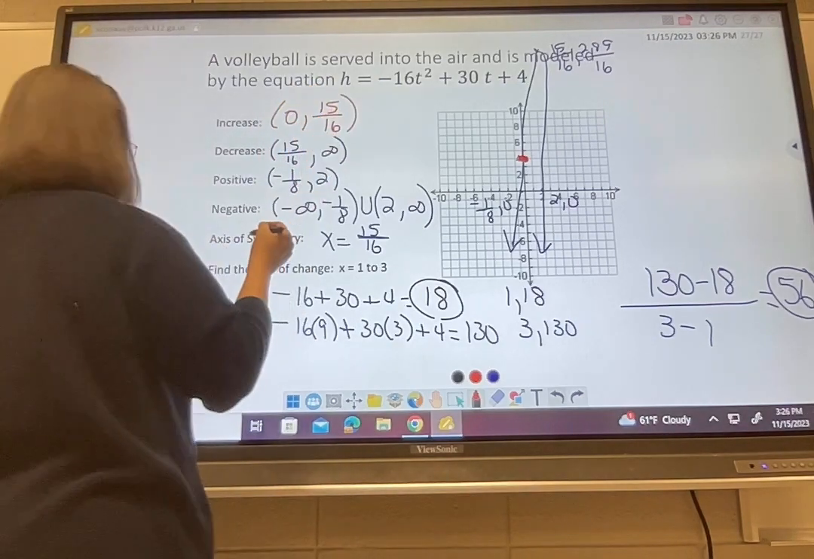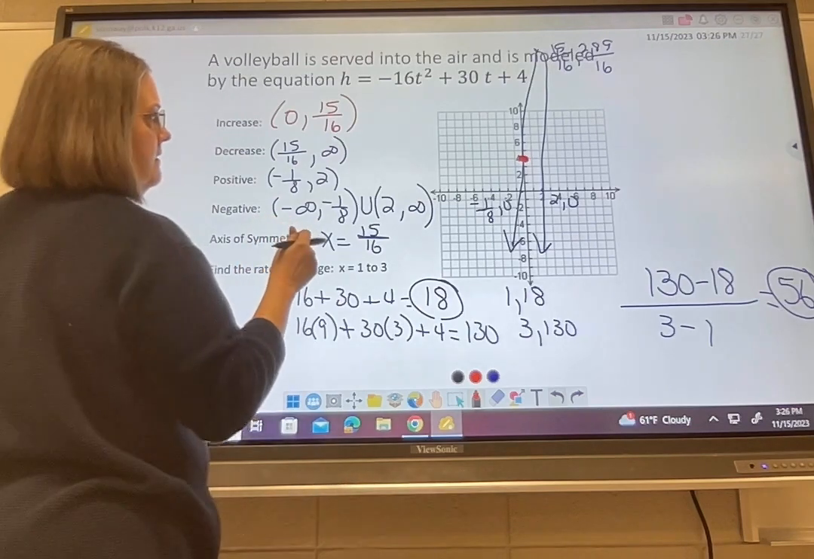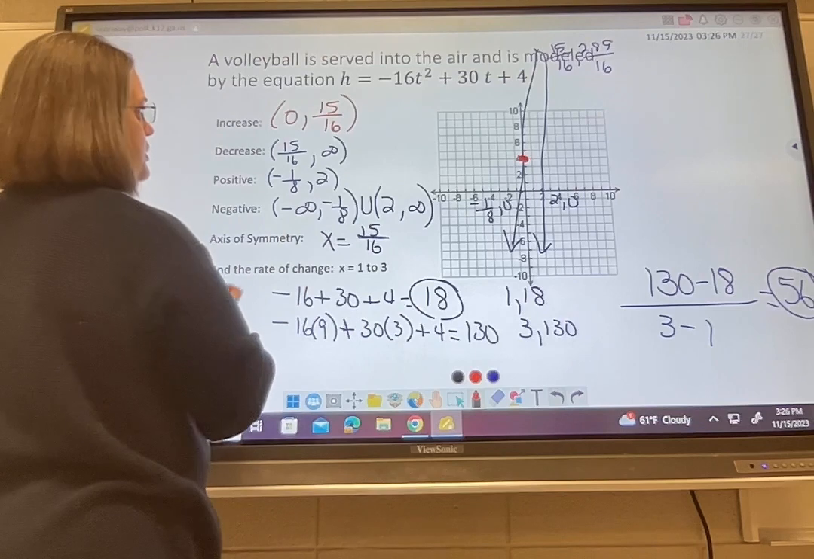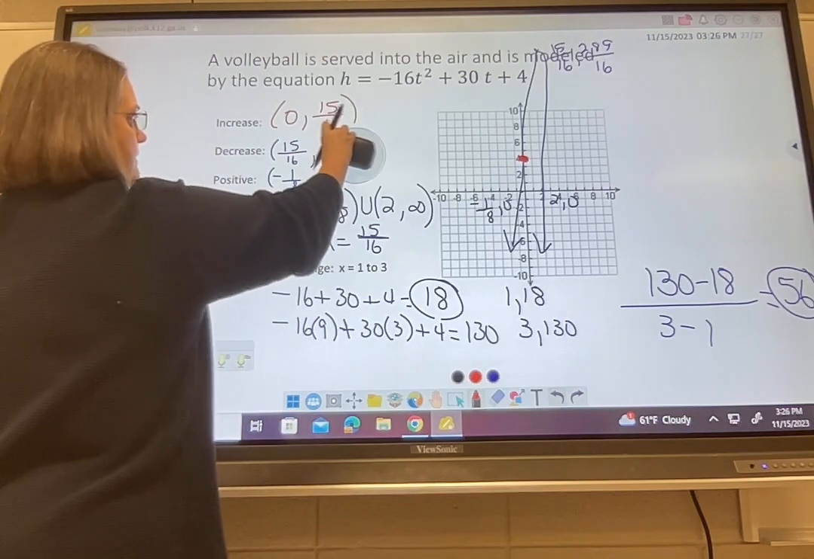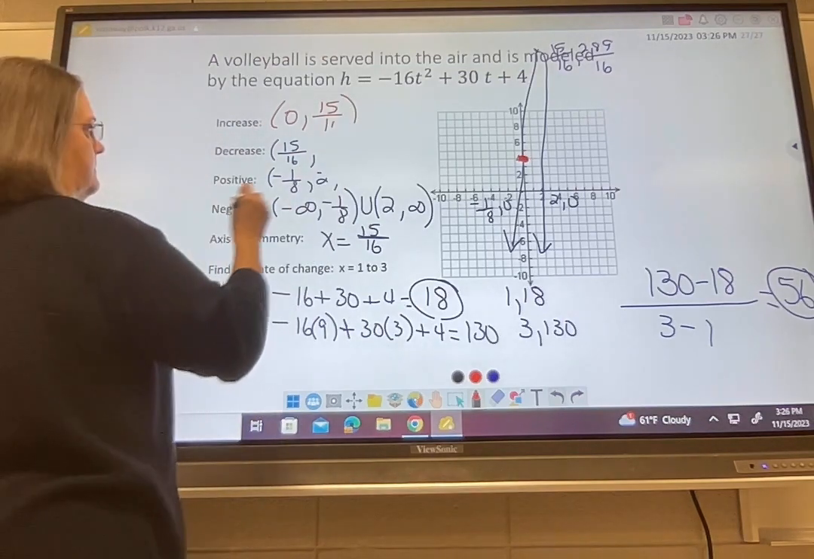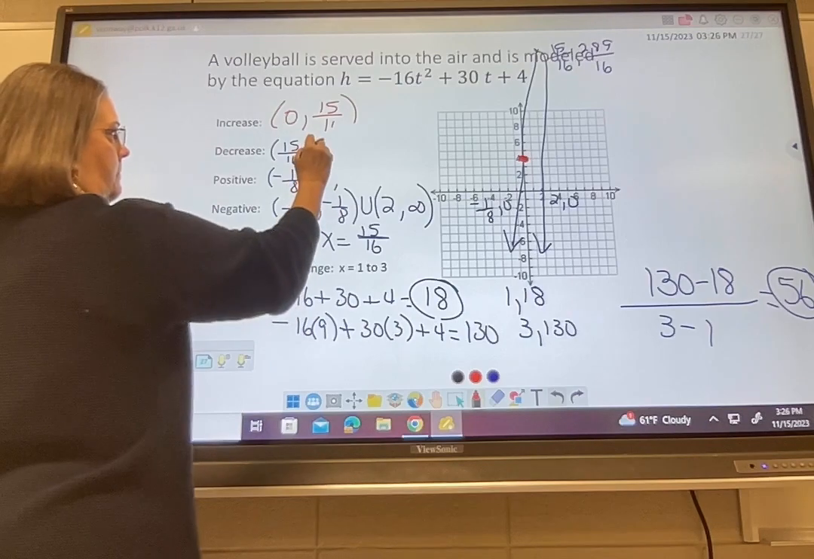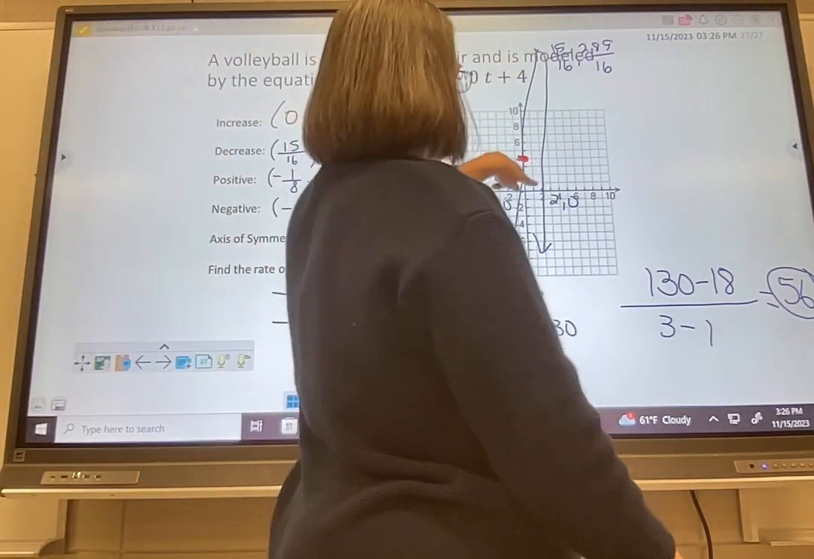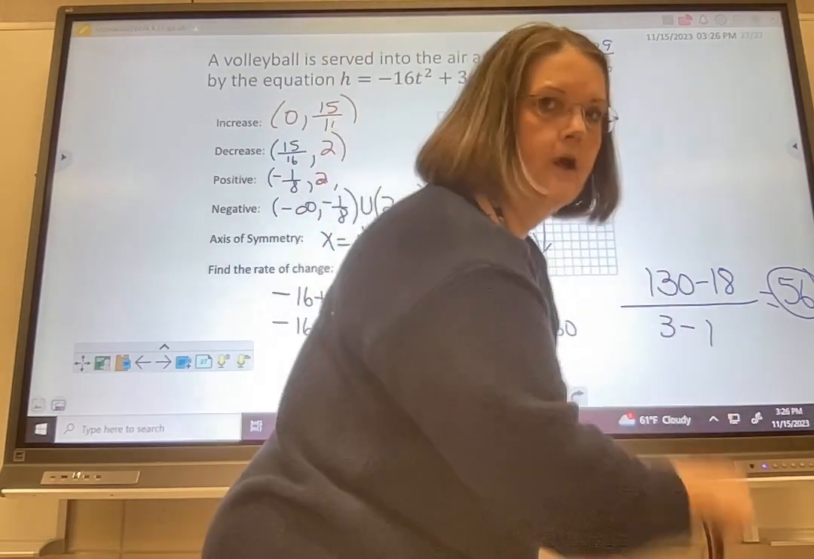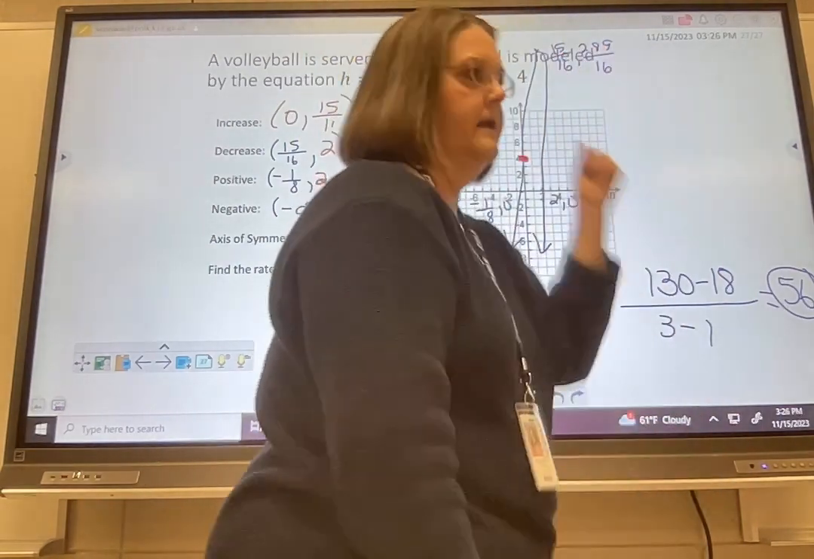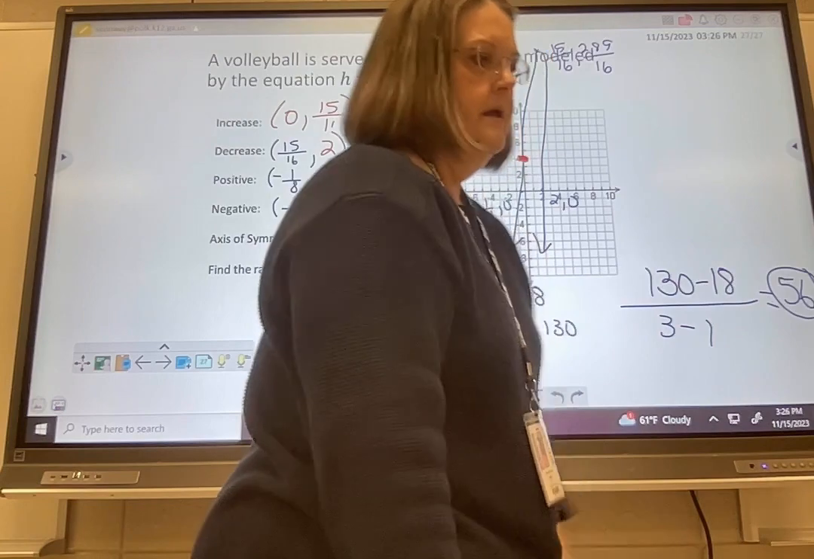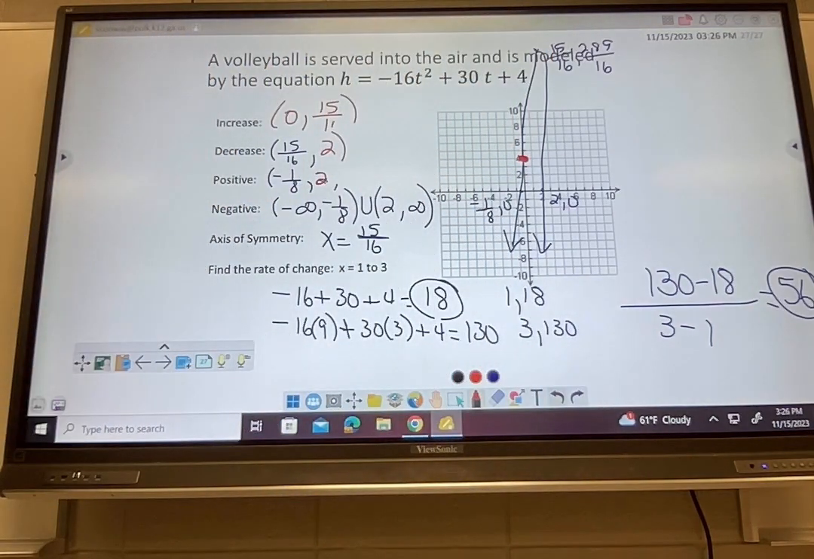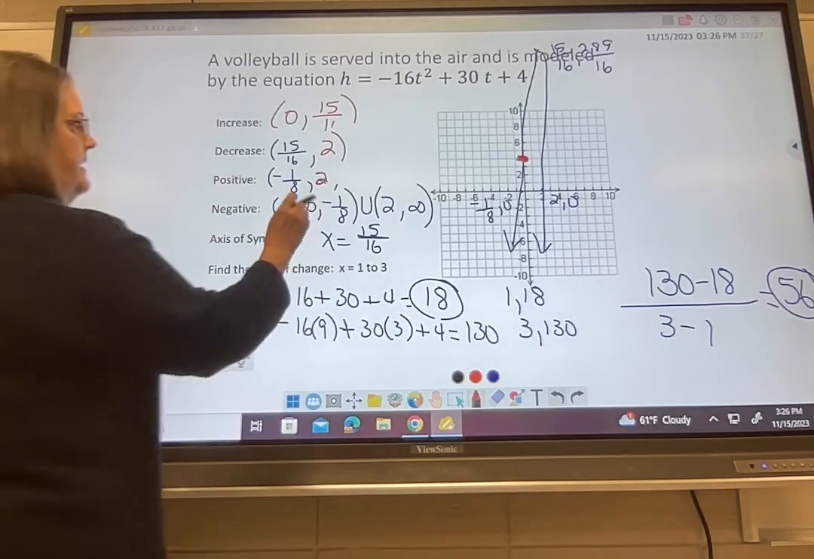And then it is decreasing from 15/16 to 2. I wondered if I did that right, and I did not. So it is decreasing from 15/16 all the way to 2 because we don't go down into the earth again with that volleyball. It hits the ground and comes back up. It actually bounces back up. All right. So now that's decrease.